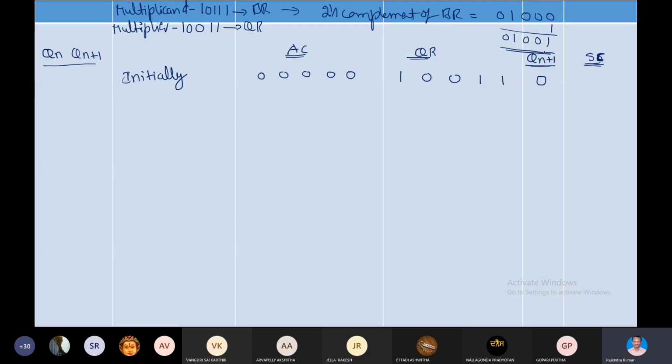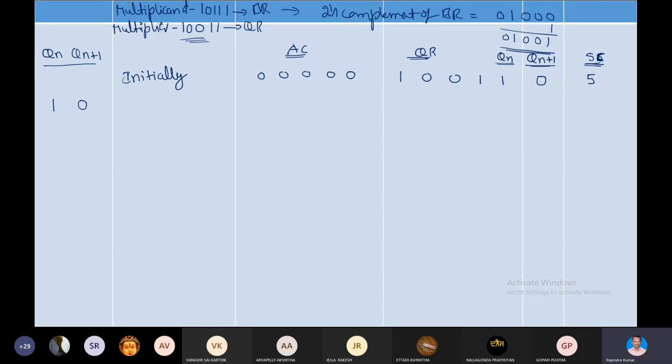How many bits is the multiplier? 5 bits. Yes, it is a 5 bit multiplier. So my sequence counter is 5. Now Qn plus 1, see, this is Qn. The LSB of the QR register is nothing but Qn. Now Qn is 1, Qn plus 1 is 0. That means this is 1 and this is 0.